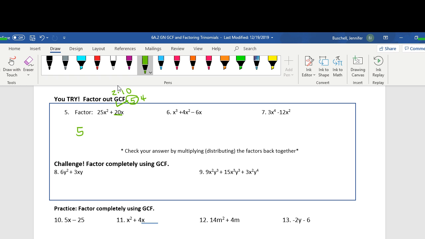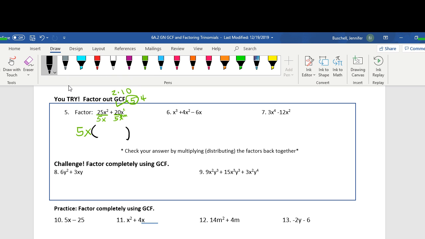The next thing I notice is that both terms have variables. I have x squared and then I have x to the first power. Just like the numbers, I want to go to the smallest power. So I'm going to take out the x to the first power. So I'm going to draw my sets of parentheses, and I'm literally dividing both terms by 5x.